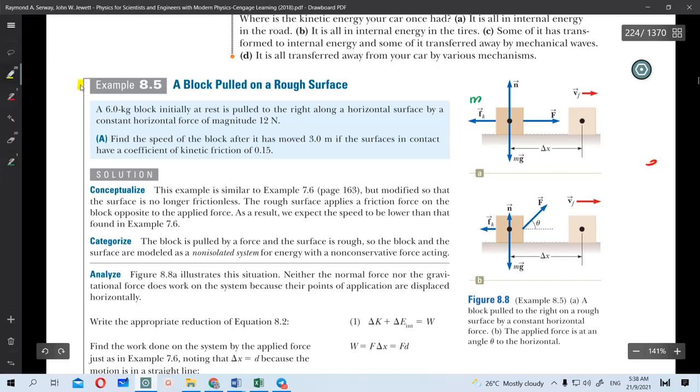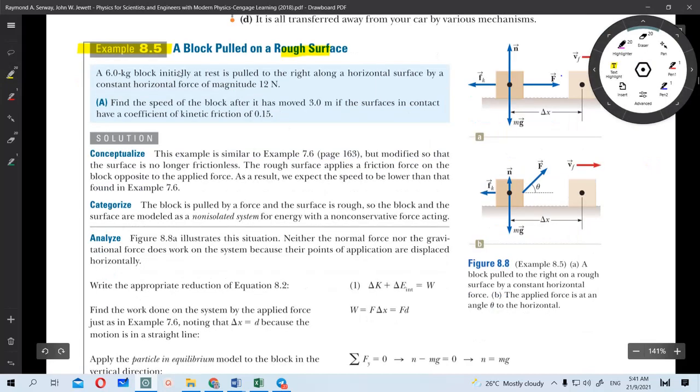Example 8.5, where there is a block pulled on a rough surface. A block is initially at rest, pulled to the right on a horizontal surface by a constant horizontal force of 12 Newton. So we see there is an additional, external force here. When we see an external, or applied, force, straight away we use the work energy theorem. This is the work energy theorem, and by using it we take work equal to change of KE. So this is work net.